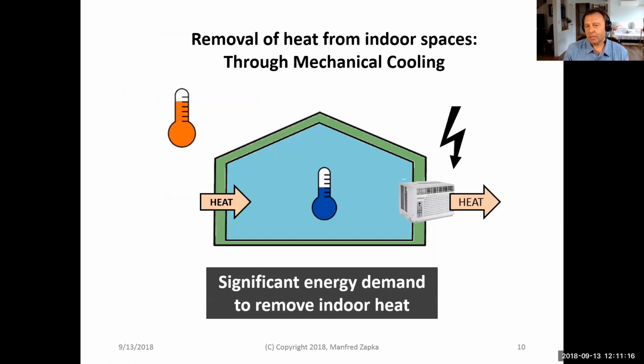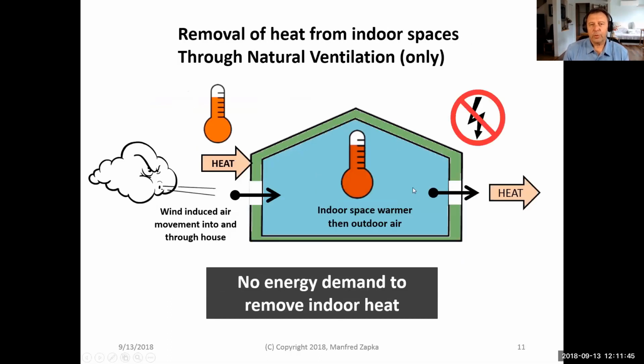We can do this by mechanical cooling if we have an AC. So you see heat is coming in. We would like to maintain a comfortable inside temperature, also humidity, but right now we are only concentrating on sensible heat. Then the heat has to be removed, and here it has to be removed by mechanical means. And this, of course, needs a lot of energy to remove. On the other side, with natural ventilation, we have nature.